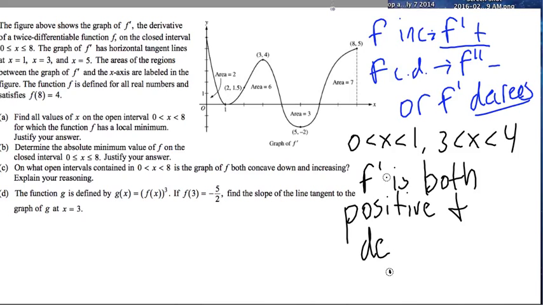Please don't say "it," right? We never say "it is positive." We never say "it is decreasing." We use whatever the noun is.